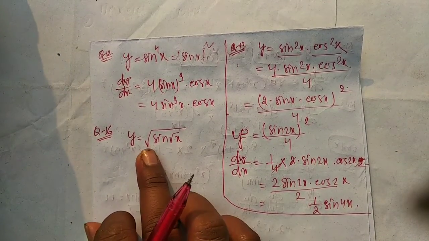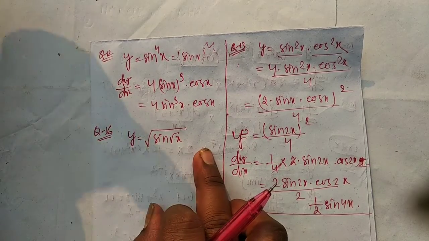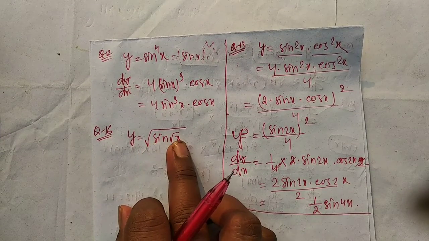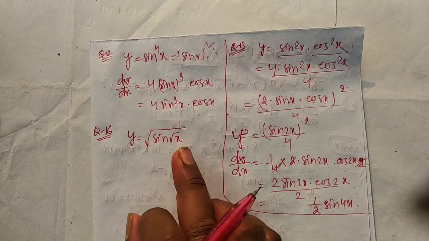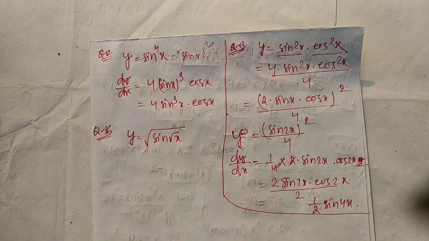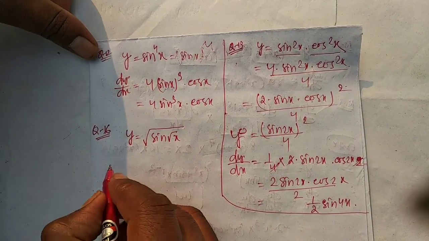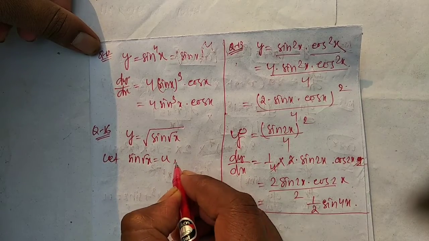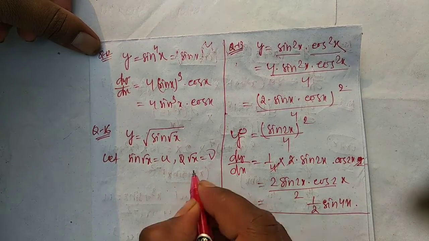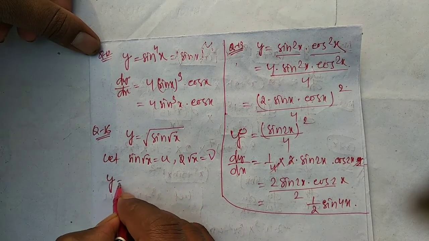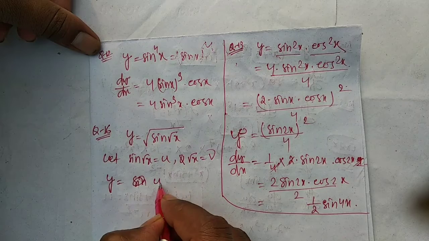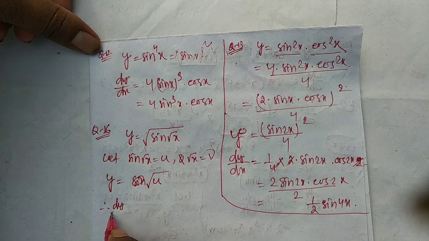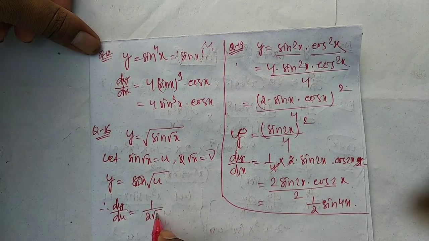Here the given function is y is equal to square root of sin root x. Here we have to apply the chain rule 3 times. How? The given function is a function of sin root x first, and again sin root x is a function of root x, again root x is a function of x. So let sin root x be equal to u and root x be equal to v. Okay, so y will be square root of u. Then dy by du will be how much? 1 by 2 root u.